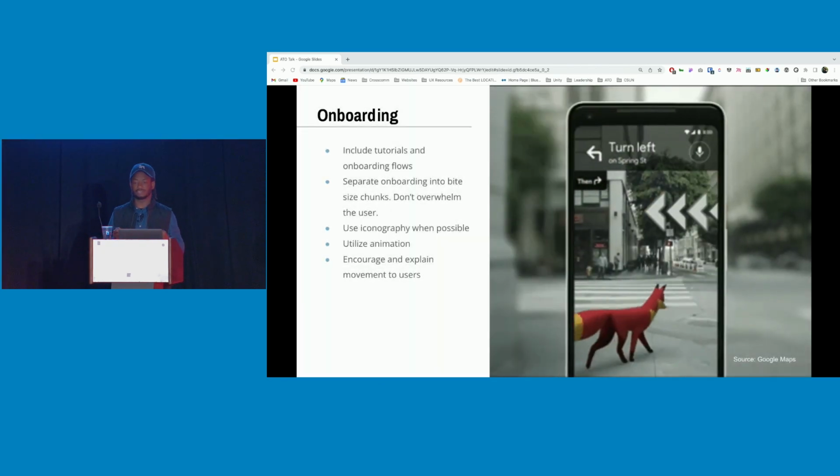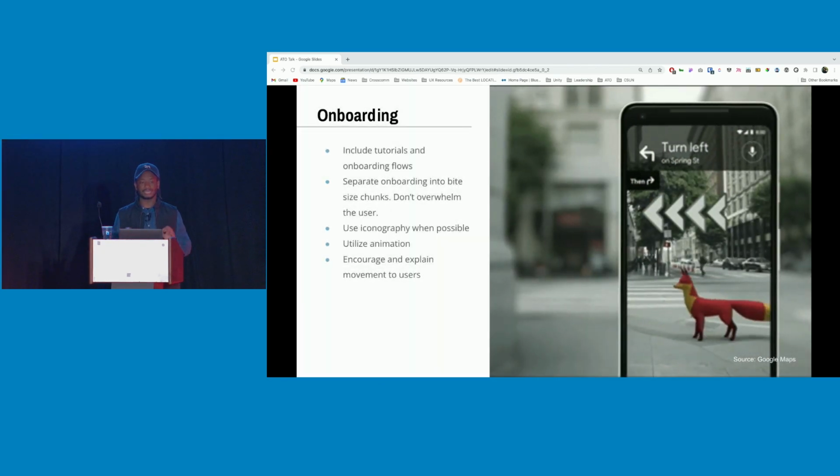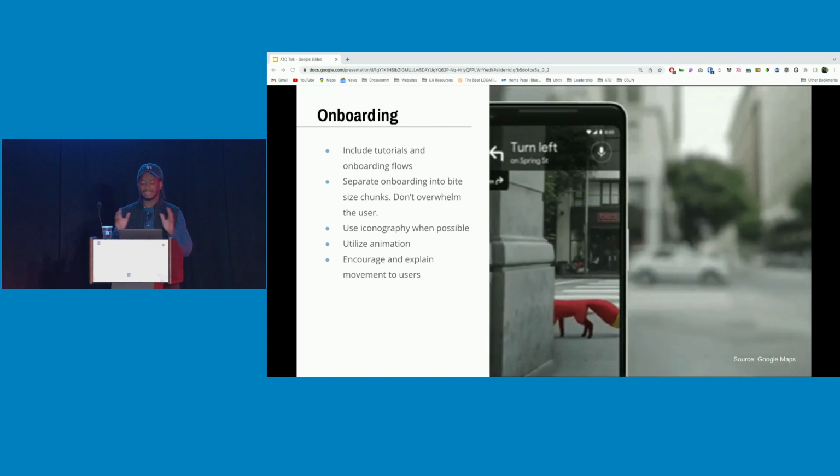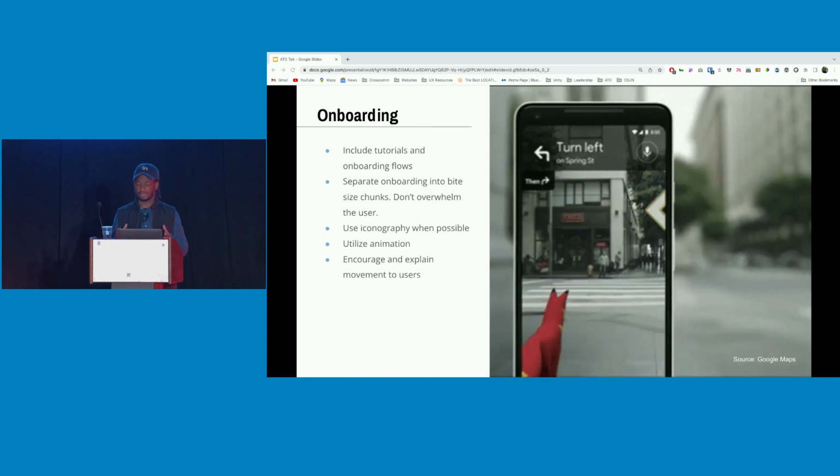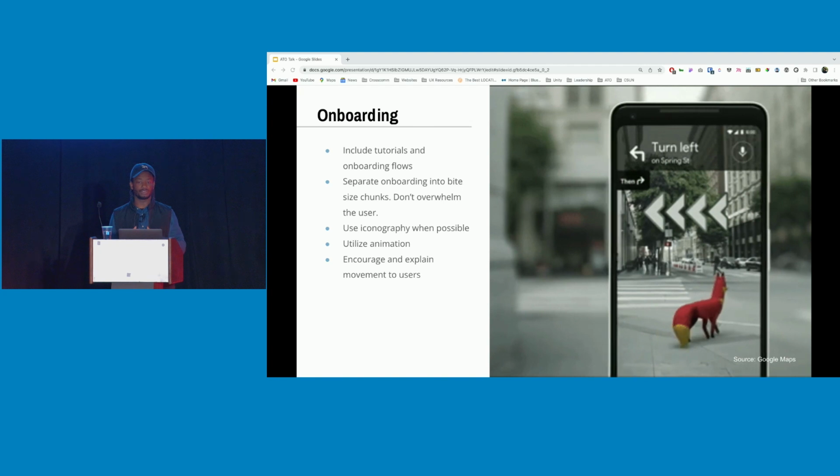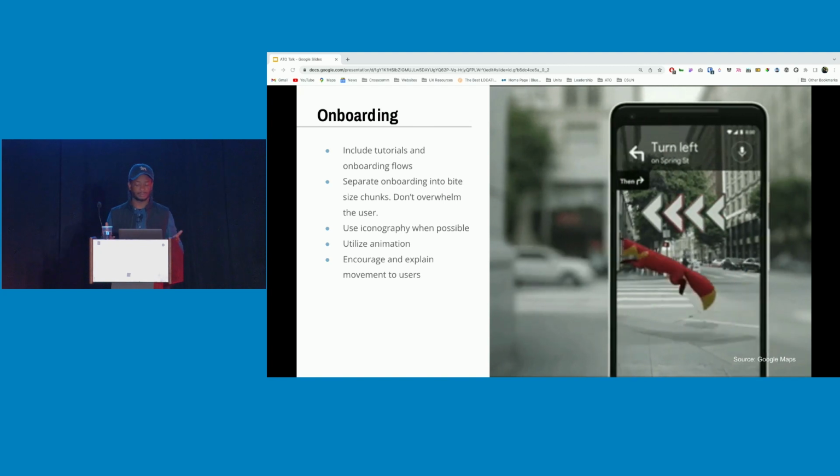Just like in traditional mobile design, onboarding is very, very important. AR is still pretty new to a lot of people, and you cannot assume that they will know how to navigate your experience.